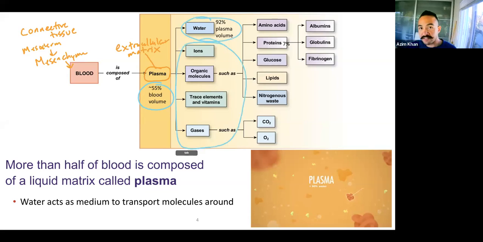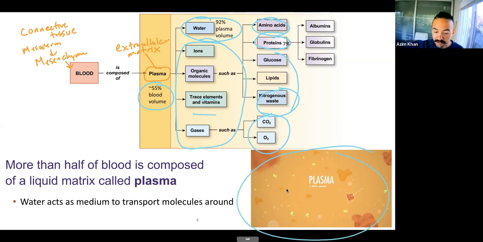You've got ions, calcium, sodium, potassium, chloride, lots of other ions. You've got organic molecules like amino acids and proteins and nutrients and wastes. You've got gases, trace elements and vitamins. It's just a whole mixture of stuff. So when you look at plasma, it's just a large mixture of things in your blood.